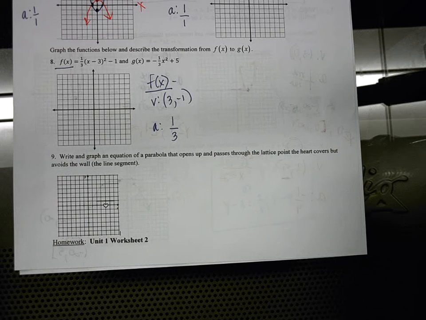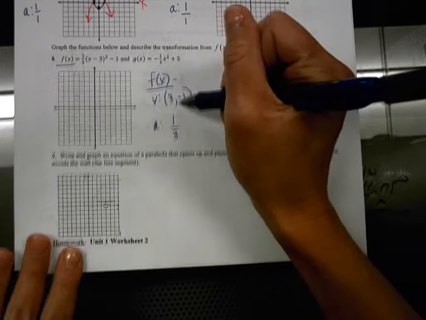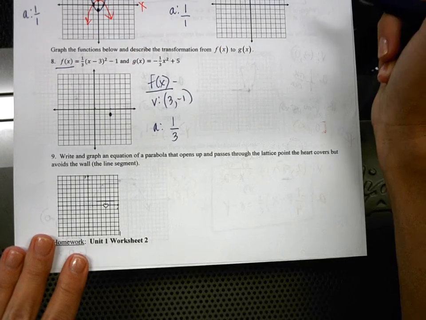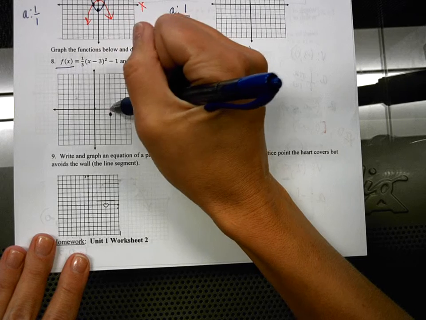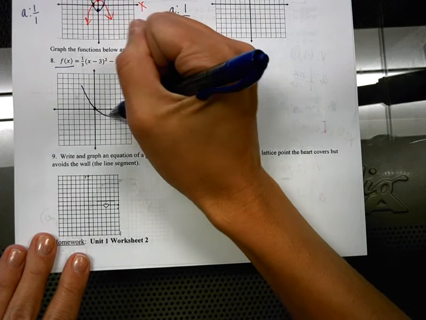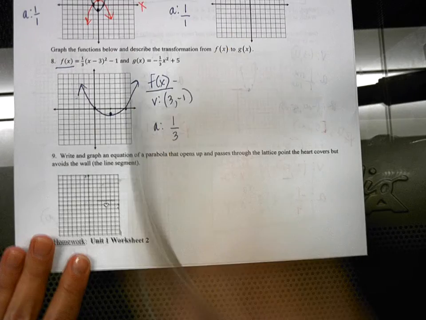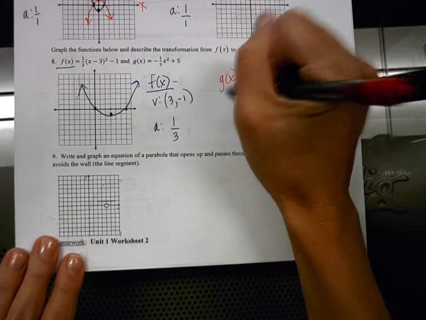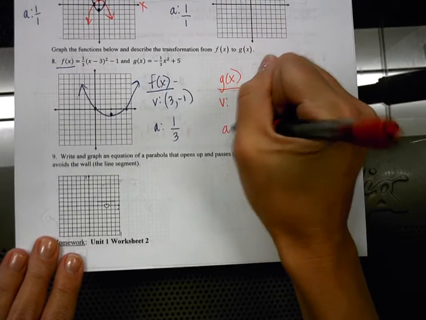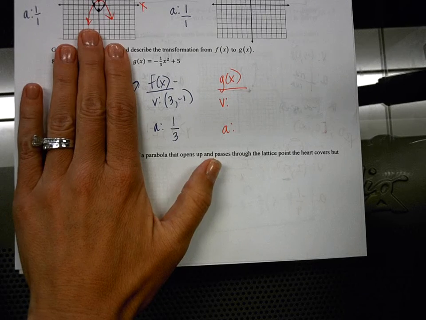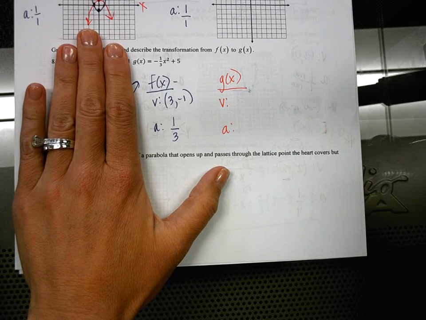Okay, so you should have gone for your vertex right 3, 1, 2, 3, down 1. And then for your a value, it's up 1, right 1, 2, 3, and up 1, left 1, 2, 3. And you have your curve. Okay, so now we're going to move on to g of x. So again, I need to know my vertex and my a value. So looking at g of x, what is my vertex? So what's with the x?